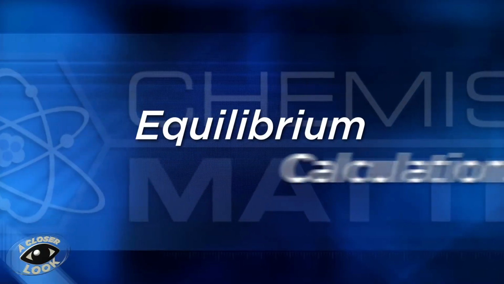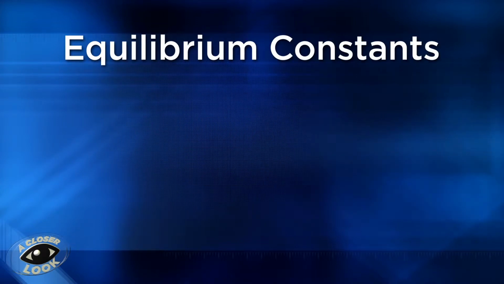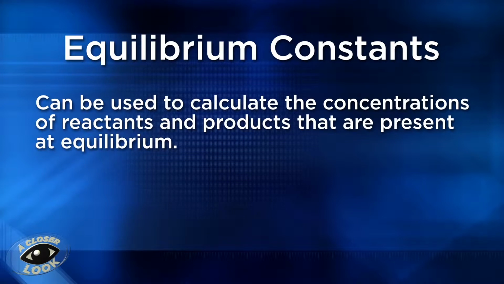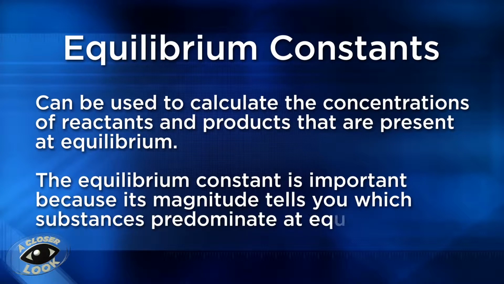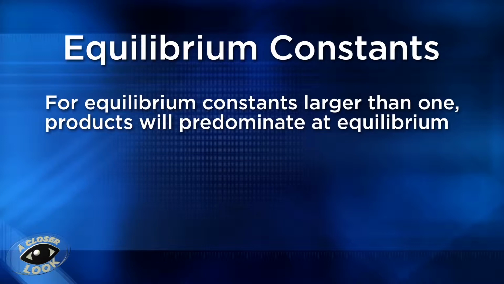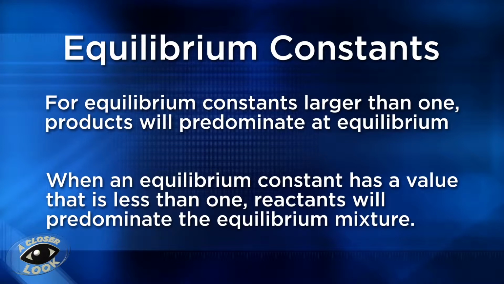In this video, we'll take a closer look at equilibrium calculations. Equilibrium constants can be used to calculate the concentrations of reactants and products that are present at equilibrium. The equilibrium constant is important because its magnitude tells you which substances predominate at equilibrium. For example, for equilibrium constants larger than 1, products will predominate at equilibrium. When an equilibrium constant has a value that is less than 1, reactants will predominate in the equilibrium mixture.